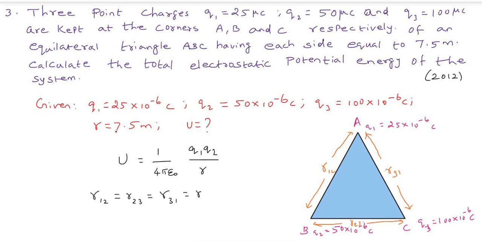So here given Q1 equal to 25 into 10 power minus 6 coulomb, Q2 equal to 50 into 10 power minus 6 coulomb, Q3 equal to 100 into 10 power minus 6 coulomb, R equal to 7.5 meter. U equal to what? U means electrostatic potential energy. So general formula U equal to 1 by 4 pi epsilon naught Q1 Q2 by R. Here R12 equal to R23 equal to R31 equal to say R.